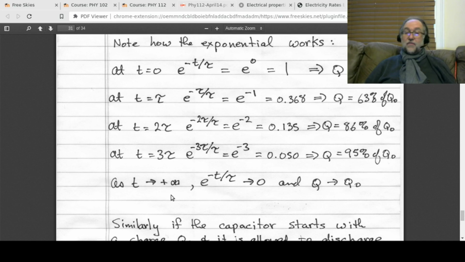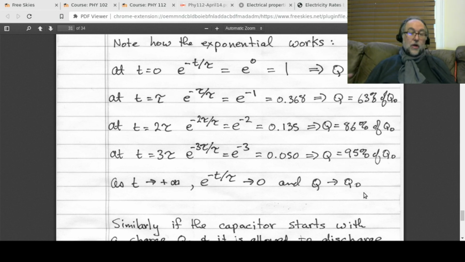And so as t approaches infinity, as time gets longer and longer into the future, e to the minus t over tau gets smaller and smaller. Here you can see e to the 0 was 1. e to the negative 1 was 0.368. e to the negative 2 was 0.135. e to the negative 3 is 0.050. e to the negative 4 will be even smaller. Try this on your calculator. Do e to the minus 10. Do e to the minus 20. Before you know it, it's 0. And 1 minus 0 is just 1. And so as t gets bigger and bigger, Q approaches Q naught, which is the maximum charge. And that's exactly what you're seeing in the graph.